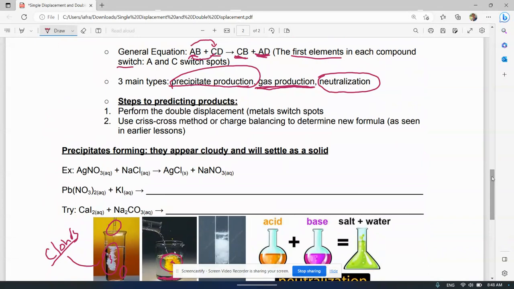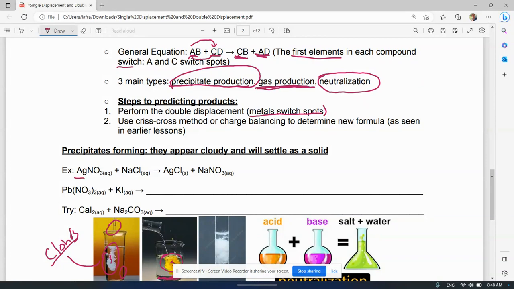So how do you approach a double displacement problem? The first step is perform the double displacement. So make the metals, or the two first elements, switch spots. So start off with that. And then to get the new compounds, just do the crisscross for both of the compounds with their new partners. And then you could balance at the end after if you'd like. Or if I tell you to.